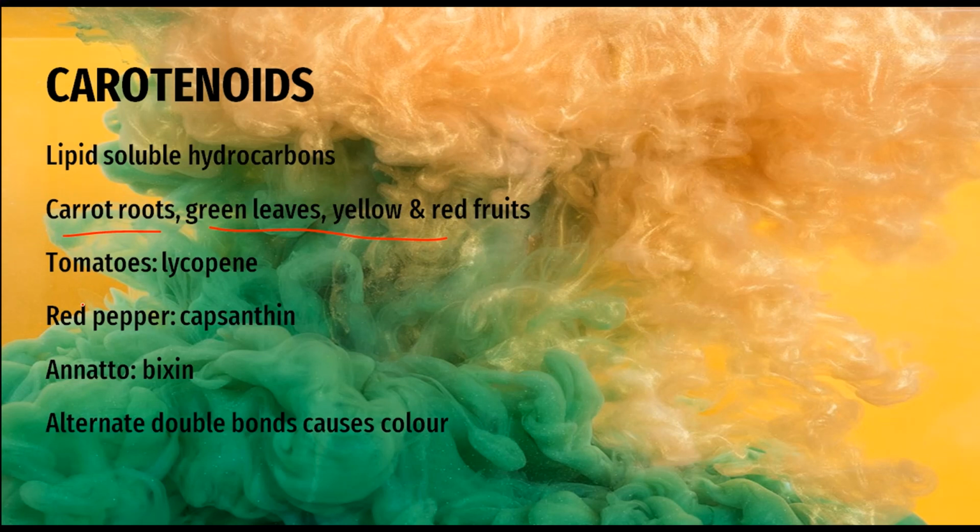These consist of 8 isoprenoid units joined in such a manner that the arrangement of these units is reversed in the center of the molecule. These have alternate double bonds, which is responsible for the color formation.